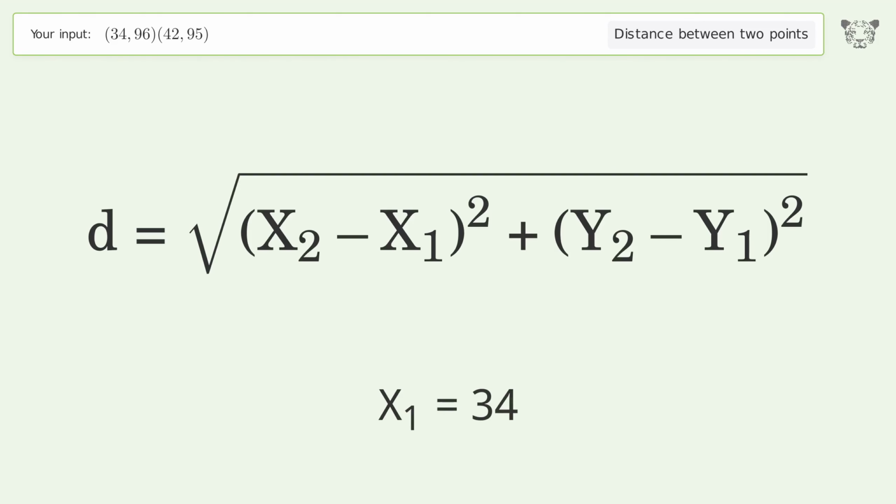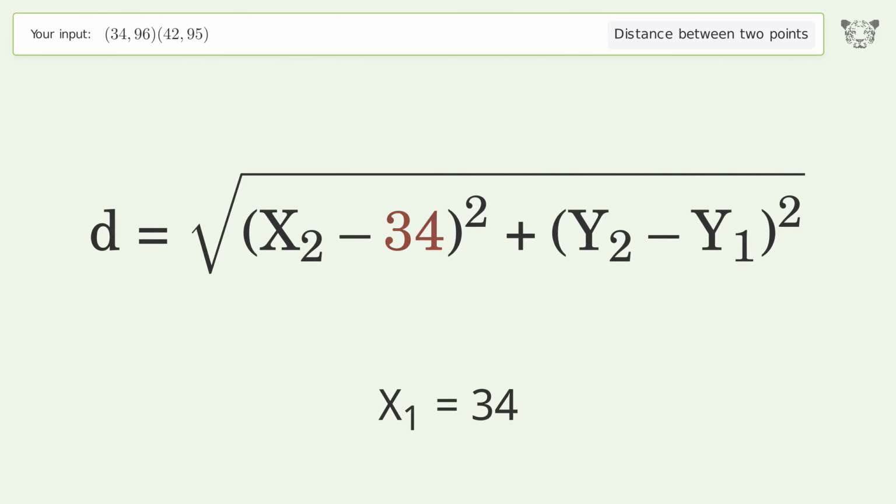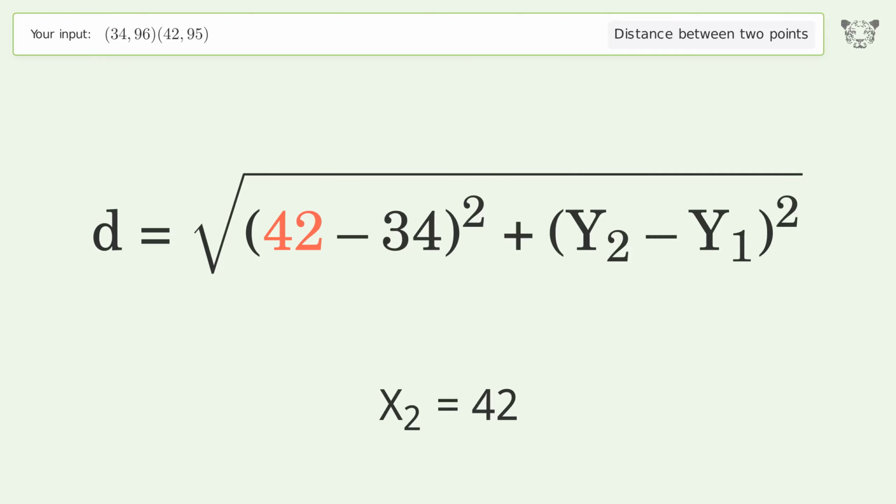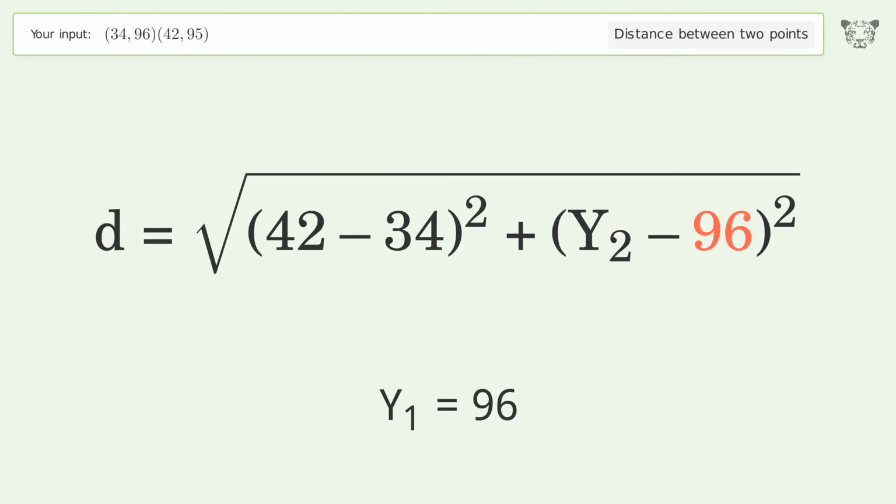x1 equals 34. x2 equals 42. y1 equals 96. y2 equals 95.